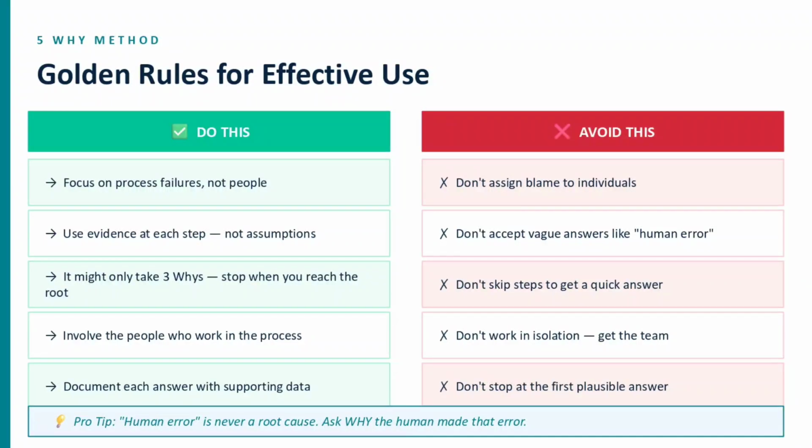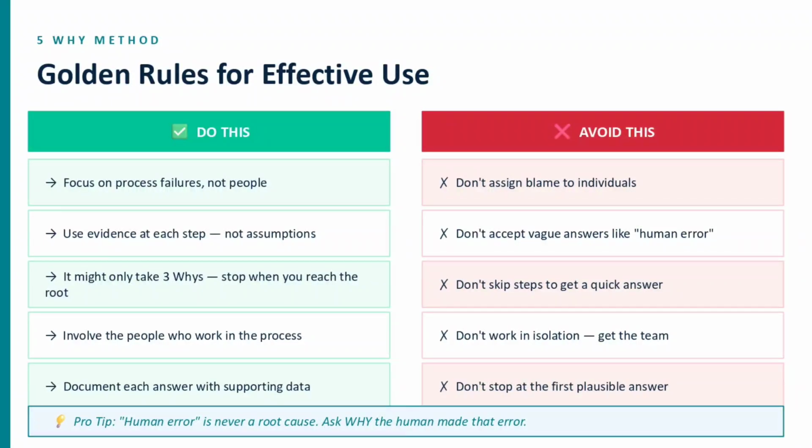5 is just a guideline to remind you to go deep enough. Fourth, involve the people who actually do the work. They know where the process breaks down. Sit with them. Now on the avoid side, and this one is critical, never accept human error as a root cause. It is always a symptom. Think about our example. Yes, the analysts used the wrong water, that's a human error. But why did they use the wrong water? Because they weren't trained. That's the root cause.